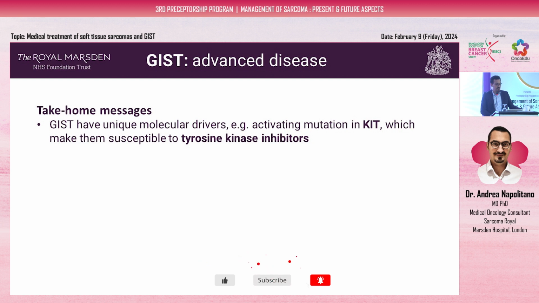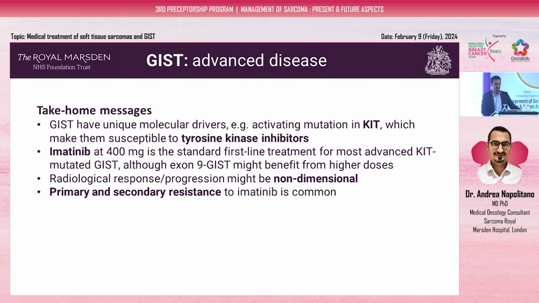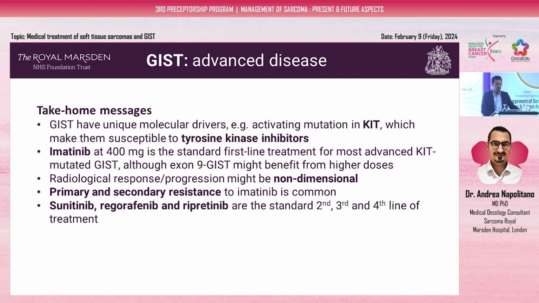And the take-home message is that GIST have unique molecular drivers. Activating mutation in KIT is the most common, and we have tyrosine kinase inhibitors. Imatinib at 400 milligrams is the standard of care first-line treatment, although exon 9 GIST may benefit from higher doses. Radiologic response and progression might be non-dimensional, and primary and secondary resistance to imatinib is quite common. Sunitinib, regorafenib, and ripretinib are standard of care in second, third, and fourth-line treatment, and avapritinib has shown activity in PDGFRA mutated GIST.